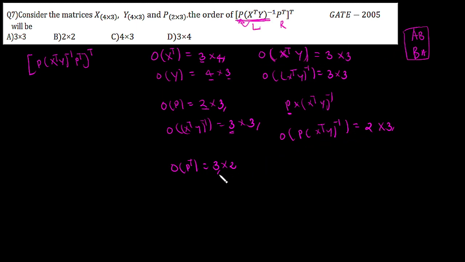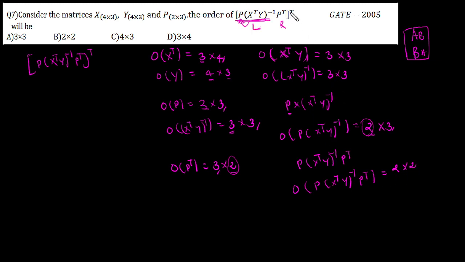Now here again this multiplication is defined. So let's write it here. We have to multiply P times (X transpose Y) inverse with P transpose. So now the resultant order: the order of P multiplied with (X transpose Y) inverse times P transpose has 2 rows and 2 columns, 2 from here and 2 from here. So I can write 2 cross 2.